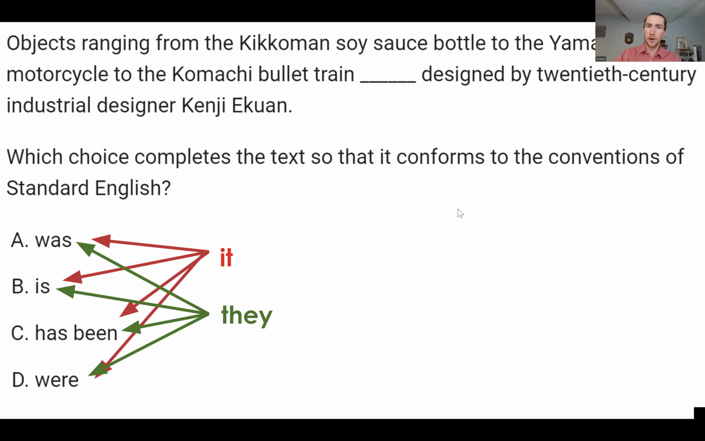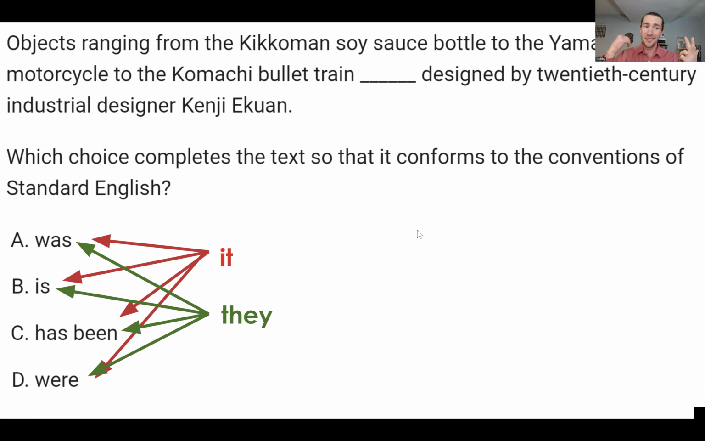Same exact question as before. We do not need to find the subject this time. We simply test the word it next to our 4 choices, they next to our 4 choices. So let's sound it out. It was, that works. It is, that works. It has been, that works.